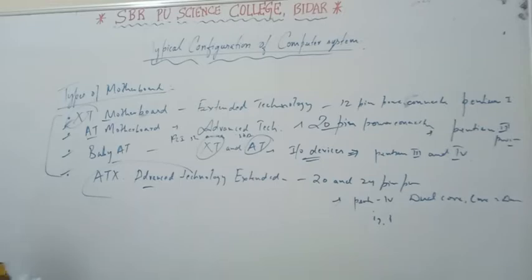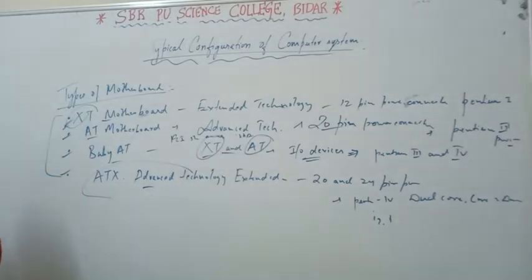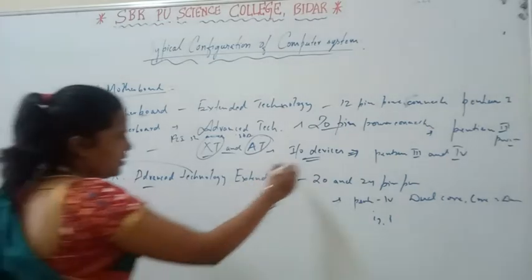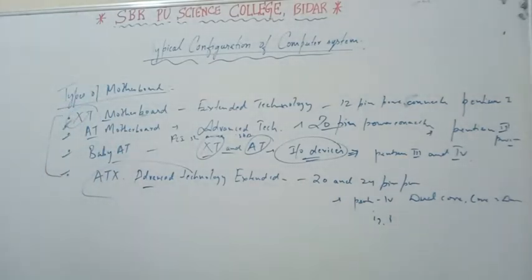Next, baby AT. This is the combination of XT and AT. Here the new feature invented was the slots present for input devices. Also, the examples of this are Pentium 3 and 4.